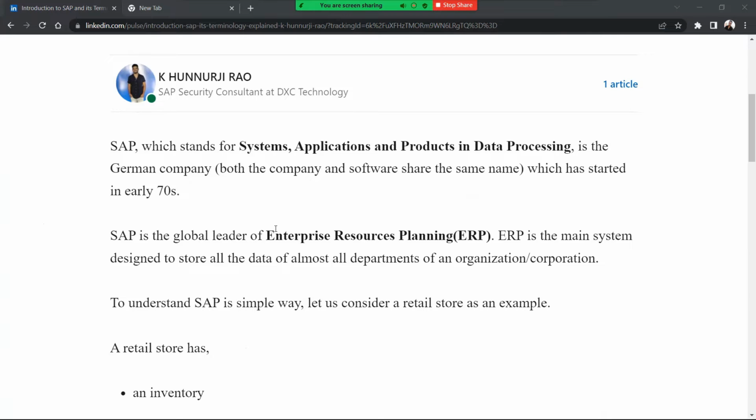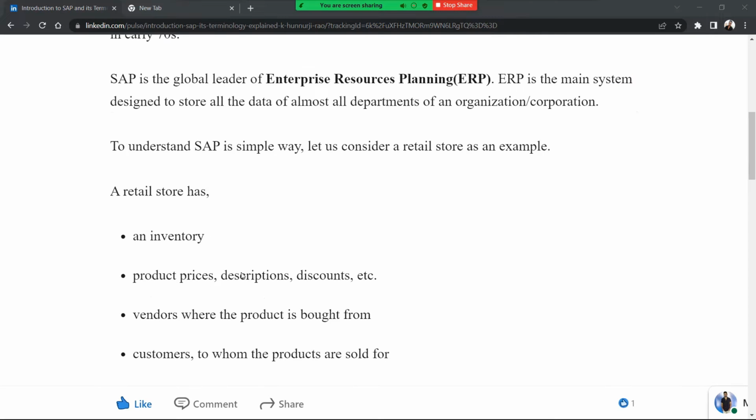Basically, SAP stands for Systems, Application, Products, and Data Processing. This is a German company, and it started in 1970. Before going in depth into SAP, we'll go through ERP, that is Enterprise Resource Planning. This ERP is the main system which is designed to store all the data across most departments for any organization. We'll just go through one example.